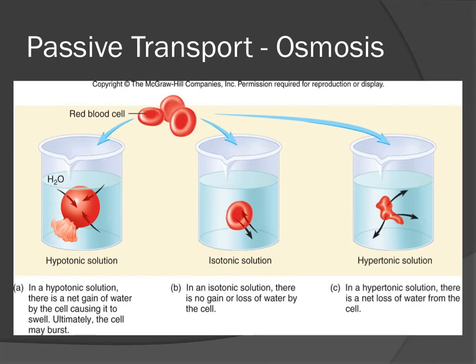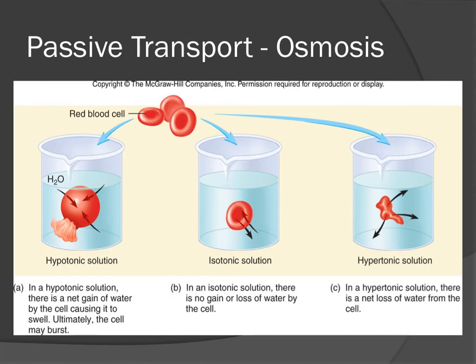So this picture here depicts hypotonic, hypertonic, and isotonic. So when we look at these, the hypotonic, again, we are flooding the cell, causing it to swell, and ultimately the cell can only take so much water and it's going to burst.